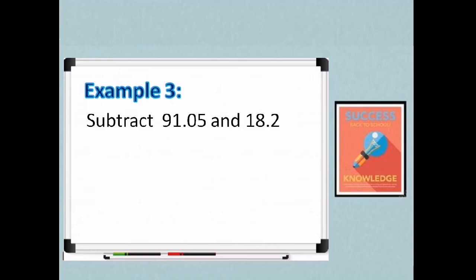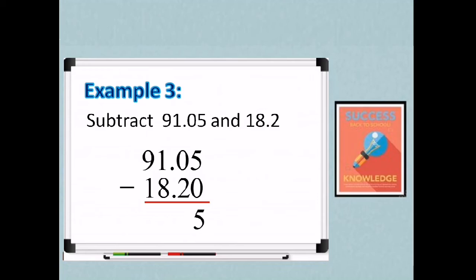For our last example, subtract 91 and 5 hundredths and 18 and 2 tenths. So, we can write it as 91.05 minus 18.2. So, katapat ni 0 yung 2. Then, we can add 0 doon sa dulo for its hundredths. Now, let us subtract from right to left. 5 minus 0 is 5. Then, 0 minus 2 cannot be. We need to borrow 1 from 1. Then, it will become 10, minus 2 is 8. Then, 1 will become 0.